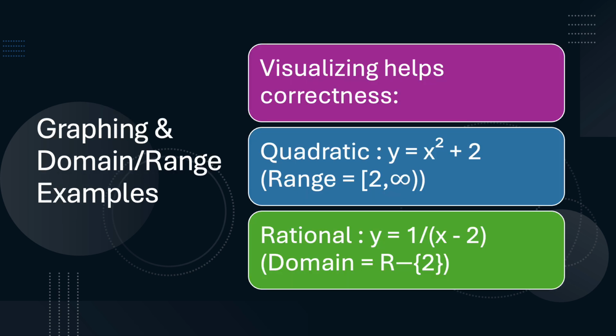Here we see examples to show how functions behave. This slide gives a general overview of how graphs help us understand functions visually. By looking at the shape of a graph, we can quickly see which inputs are allowed, called the domain, and what kind of outputs the function produces, called the range. It makes it easier to understand the domain and the range of different types of functions.